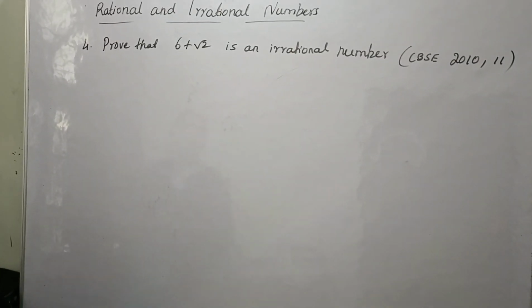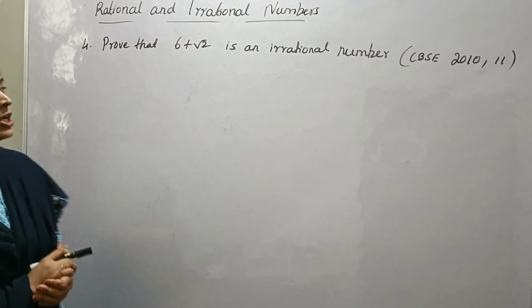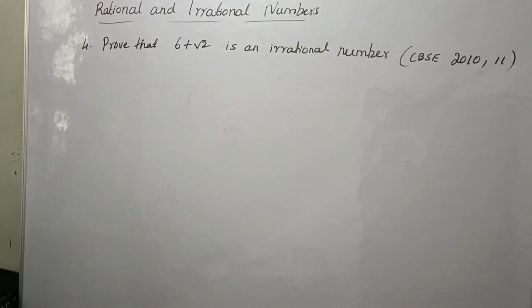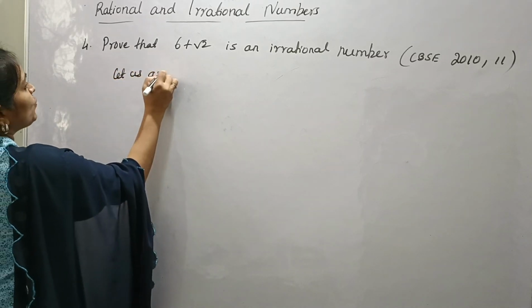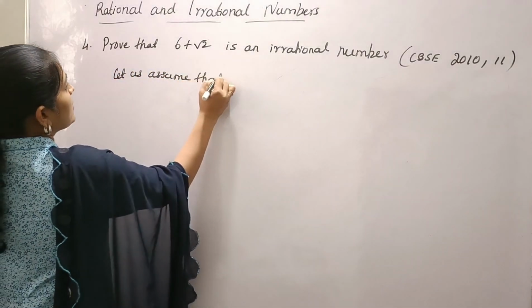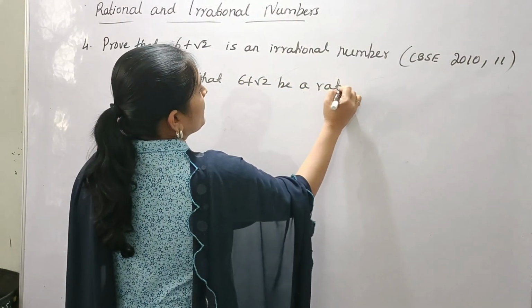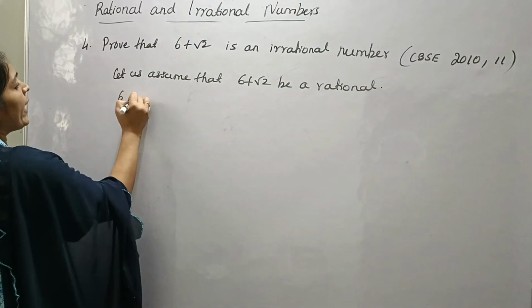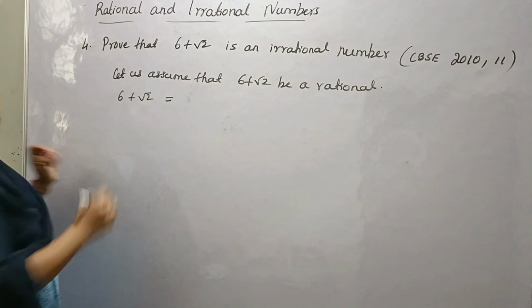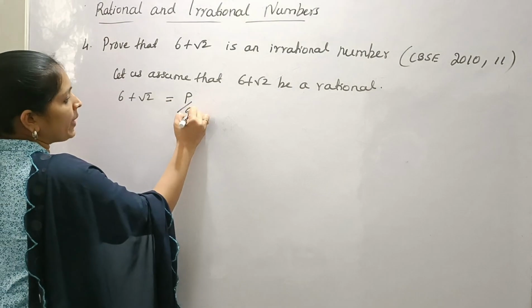Prove that 6 plus root 2 is an irrational number. CBSE 2010-2011 question. Okay, so here, first of all, let's assume that 6 plus root 2 is a rational number. Therefore, 6 plus root 2 can be written in p by q form. That is, 6 plus root 2 is equal to p by q.